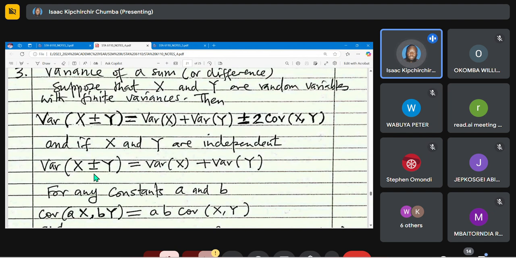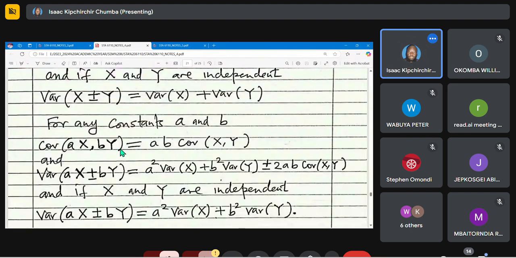For any constants a and b, suppose I want to find the covariance between ax and by, where a and b are constants. It is actually found as ab cov xy. Constants just get outside the covariance. It's actually ab cov xy.